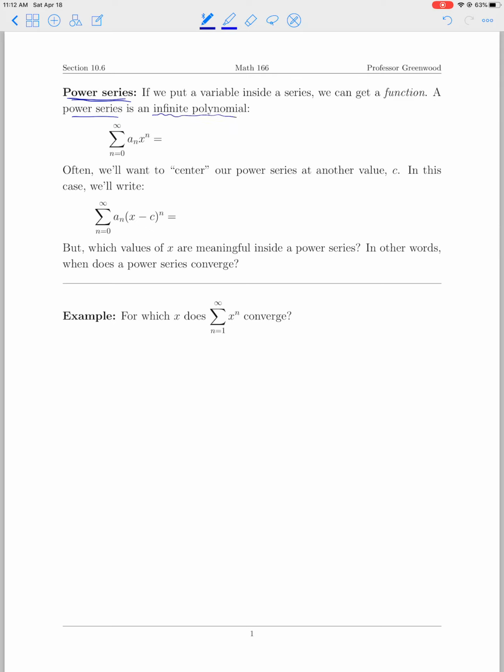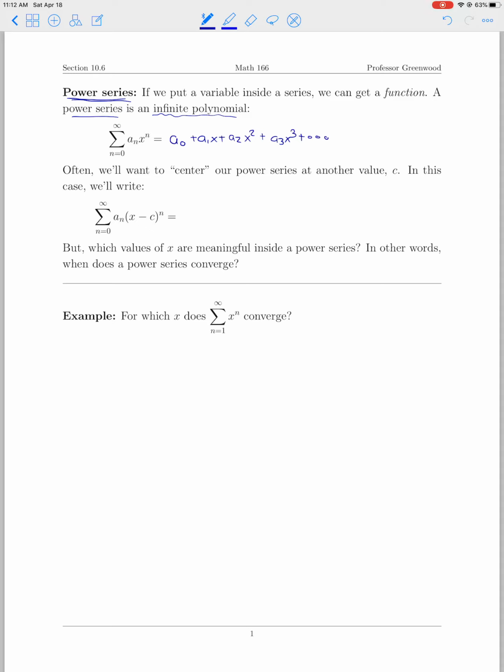And so typically we'll look at power series of the form a sub n times x to the n, and this is just shorthand for this infinite polynomial a sub 0 plus a sub 1 times x plus a sub 2 times x squared plus a sub 3 times x cubed, and so on. And so it will turn out that a lot of functions that we know and love already can be represented as power series, which will just be these infinite polynomials.